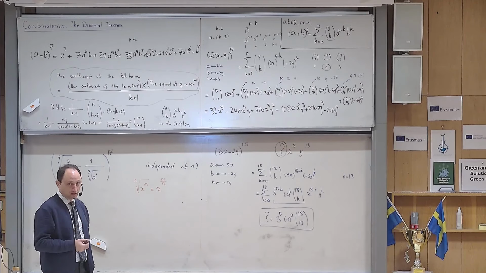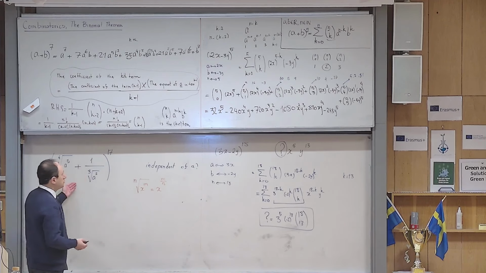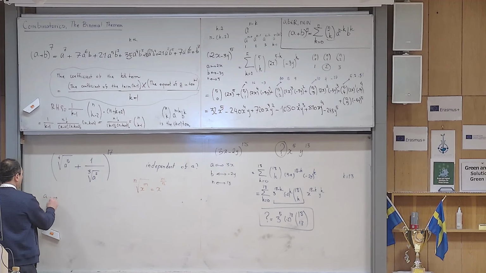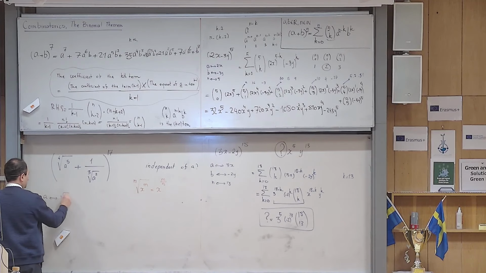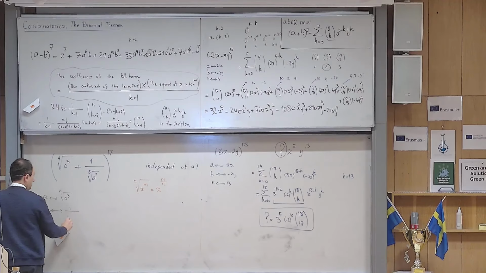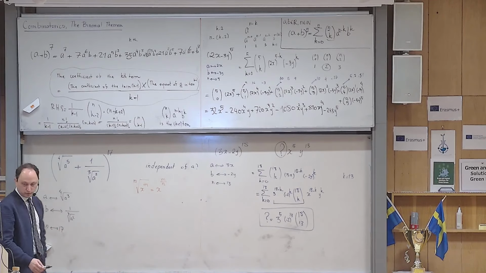2 times parentheses 17 choose 8. Okay, okay. So what we do, we have to do the replacements, yes? We replace A with this one in the formula, and then we replace B with this one, and then we replace N with 17. That's what we are supposed to do, yes?